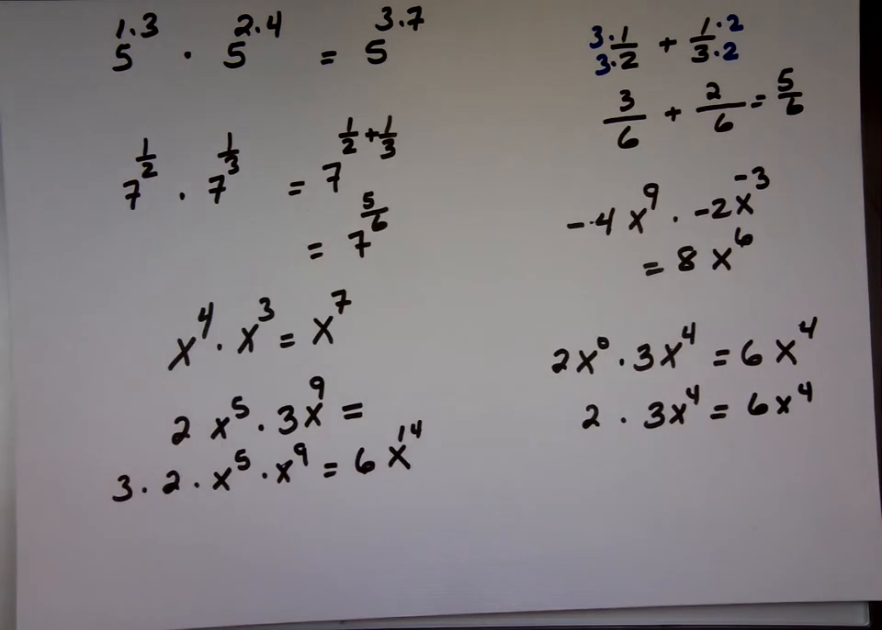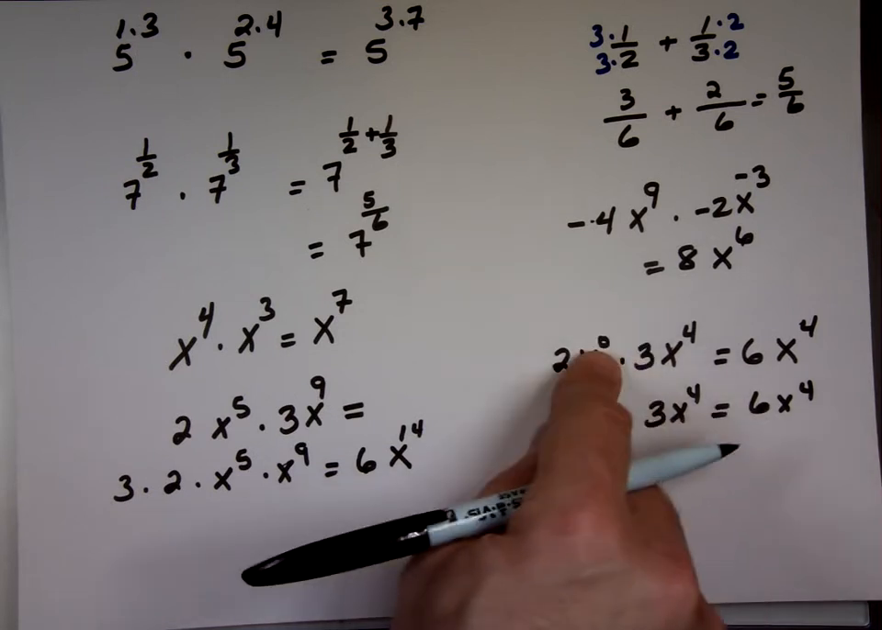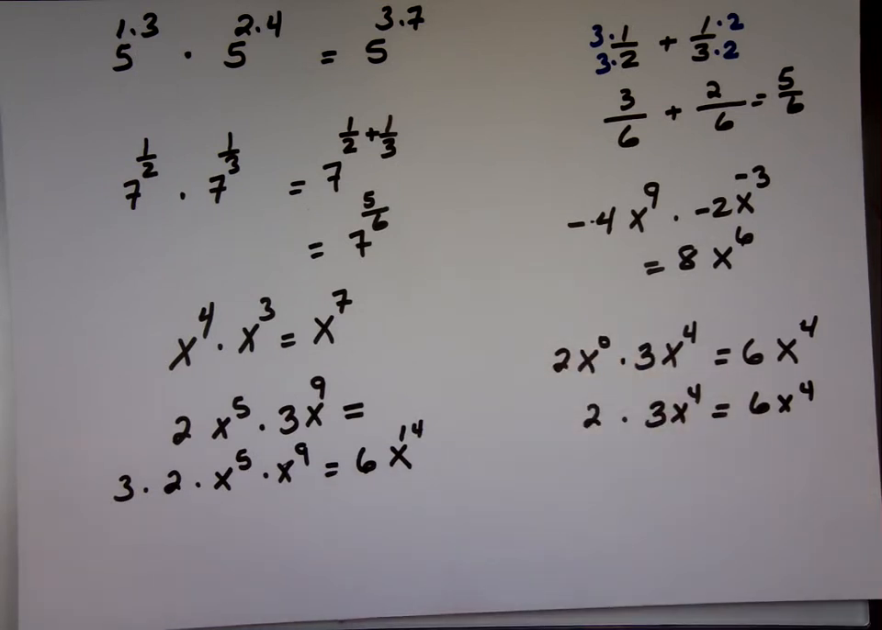I wasn't thinking multiply the numbers and add the exponents. I was trying to simplify this first, then multiply it. But either way, my answer will be the same.